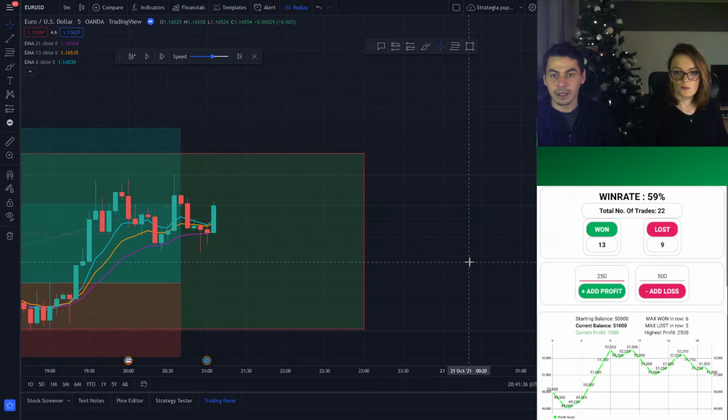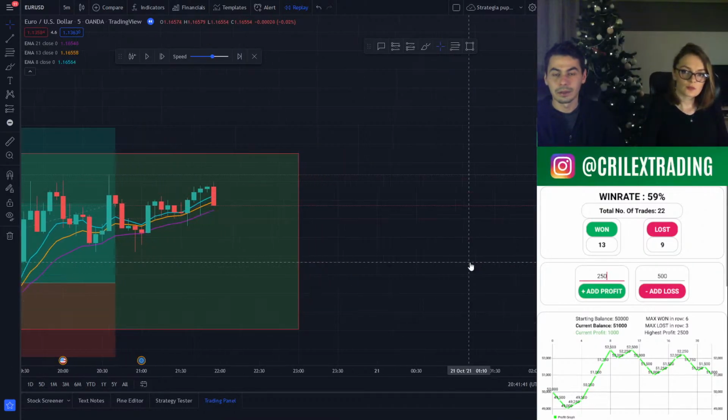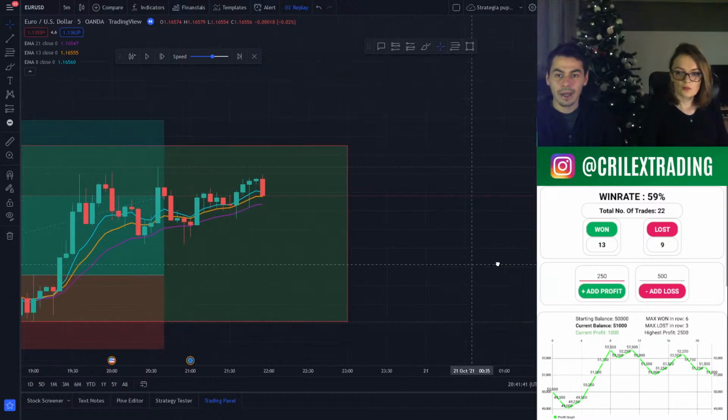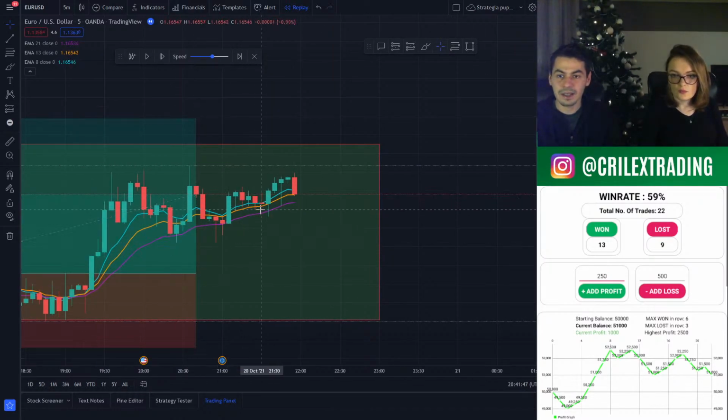And let's see what will happen. Actually, we had some signals right here because this position is still at break even. So we had these signals right here. We should be entering another trade up around this point.